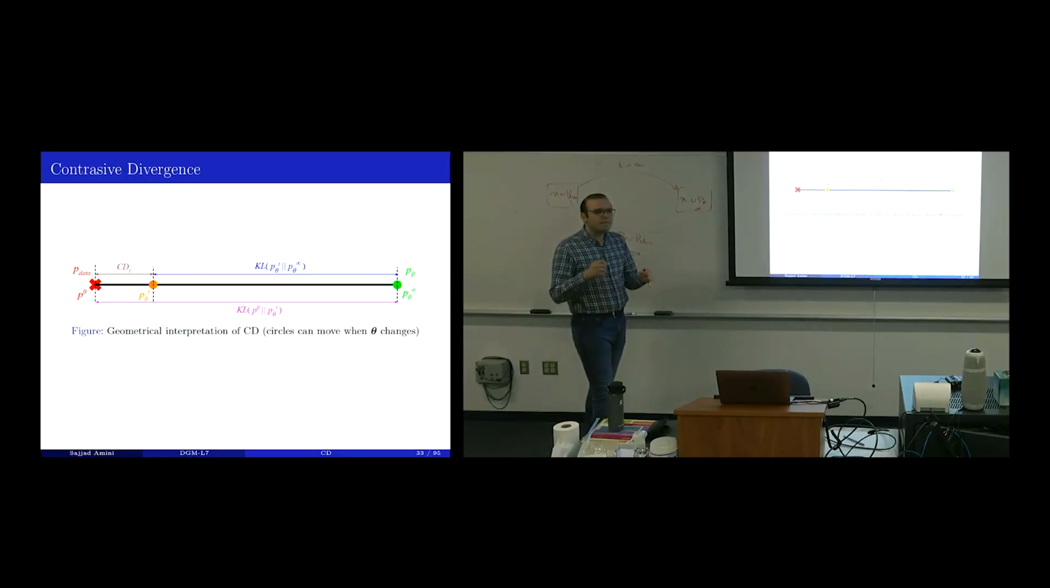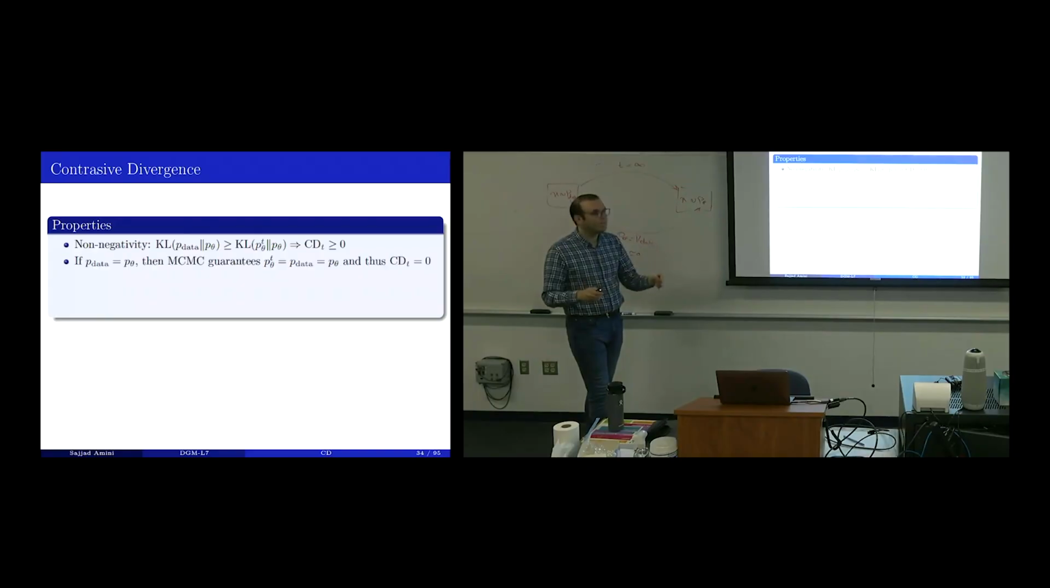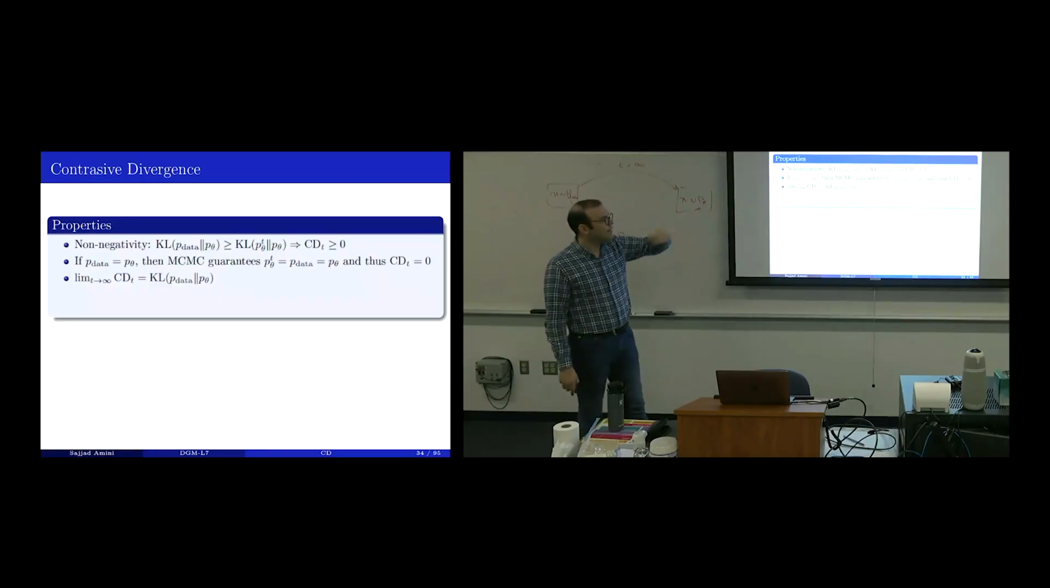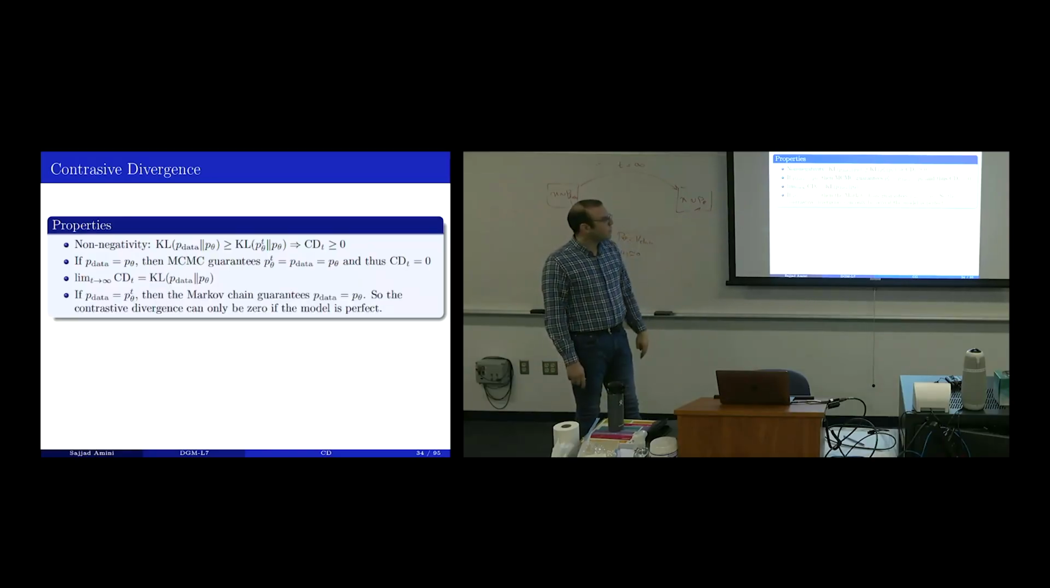So CD has some interesting properties. First, positivity. Second, it is 0 when they are equal. Third, if you increase t, you get back your original distance. It means the KL distance, or equivalently the maximum likelihood regime. Okay? Is everything clear? Yes.